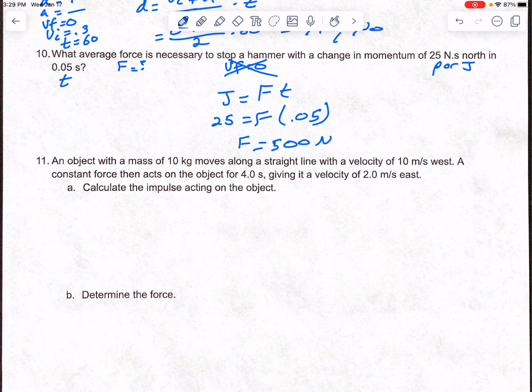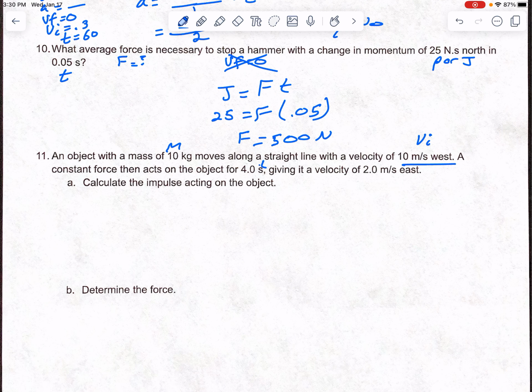11, an object with a mass of 10 kilograms. There's your mass. Moves along a straight line with a velocity of 10 meters per second west. So that's our VI. We're going to pay attention to that west. A constant force then acts on the object for 4 seconds. There's your time, giving it a velocity of 2 meters per second east. So V final is going to be negative 2 meters per second since it's going east. Calculate the impulse acting on the object. So we're looking for J.